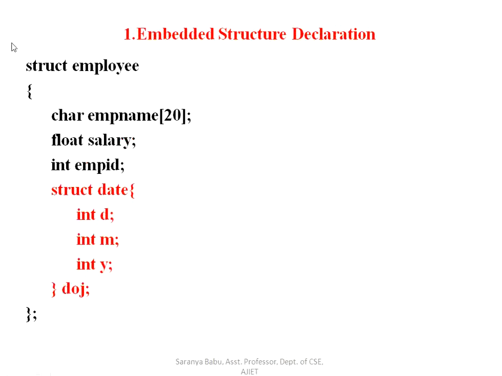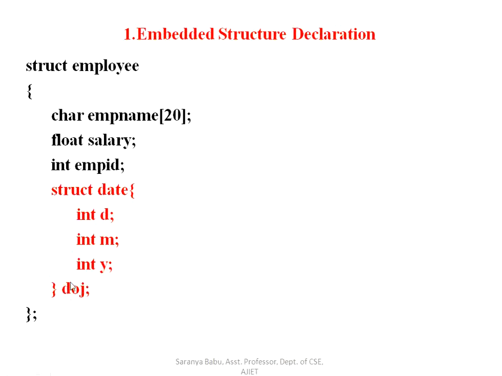First one, embedded structure, is, see here, struct employee. What are the fields I have? Employee name, float salary, int emp id. Inside that I am defining another structure called date: int d, int m, int y, that is date, month and year. And then when I am ending, I am declaring a variable for this structure, that is DOJ, date of joining. So this is what I said.